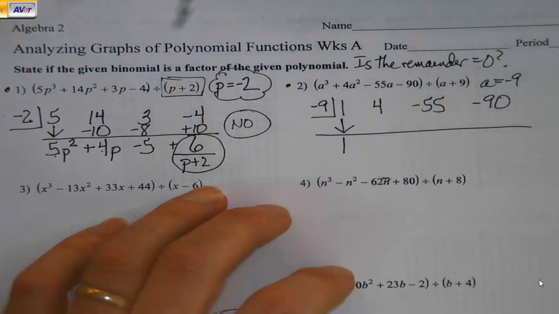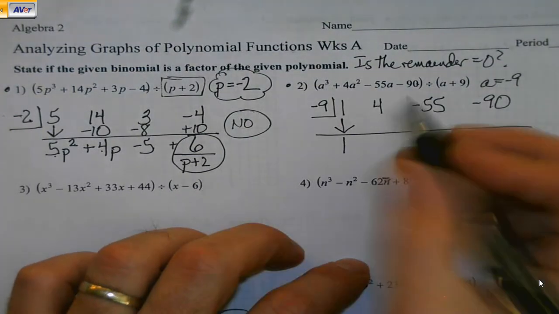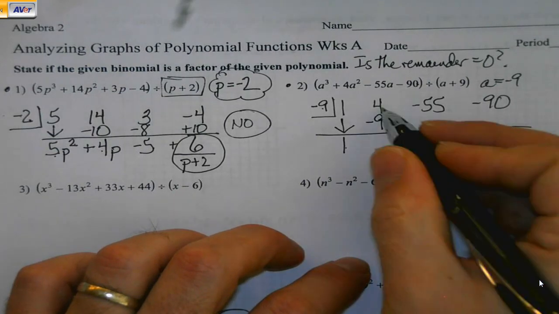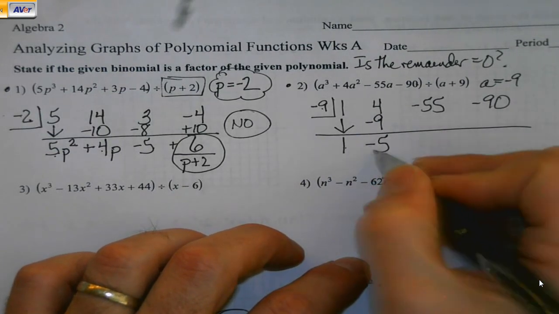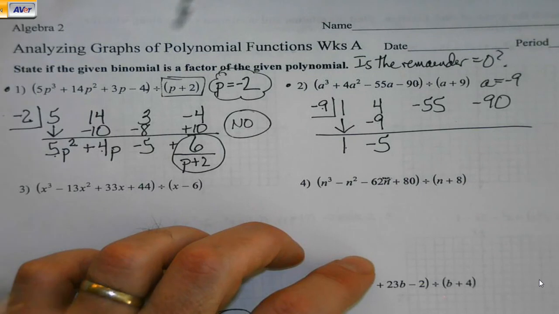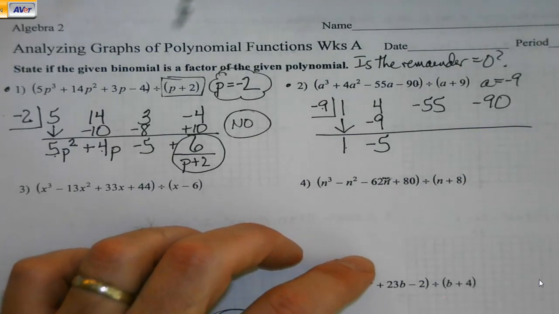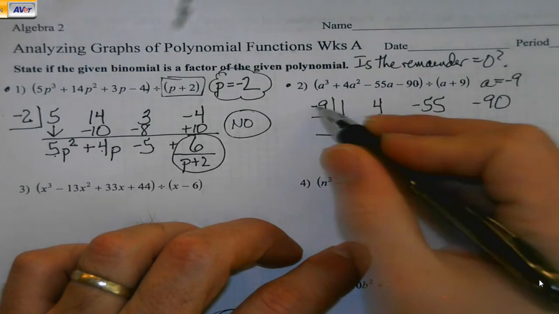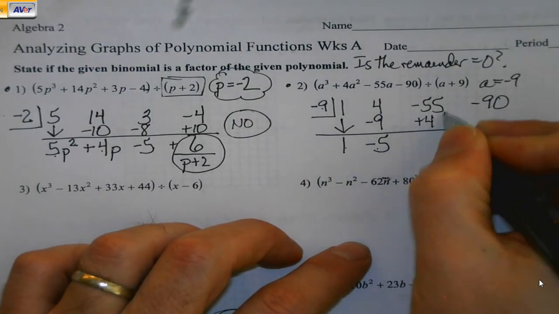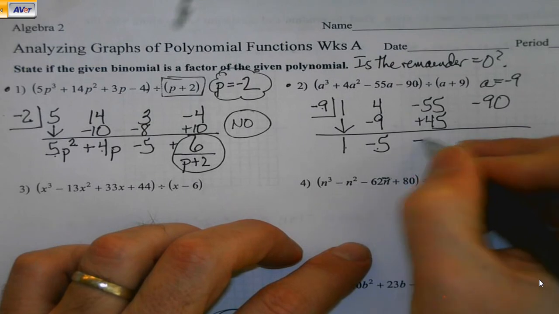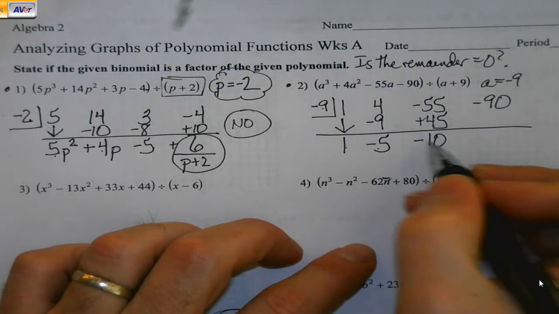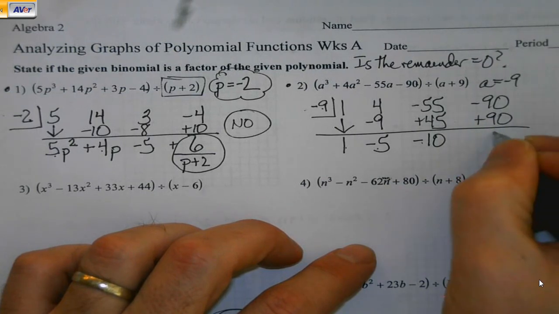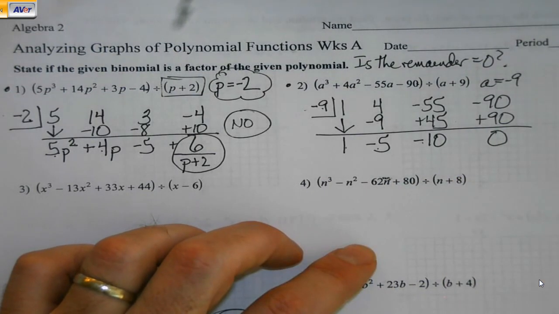So I'm going to bring that first value down. Multiply by what's in the box. Add down. Be careful with your signs. If I flip a sign, that kind of messes up all the rest of my numbers. So even if you have to, go to your calculator if need be. Negative times negative is positive. Add down. Negative times negative is positive. Add down.